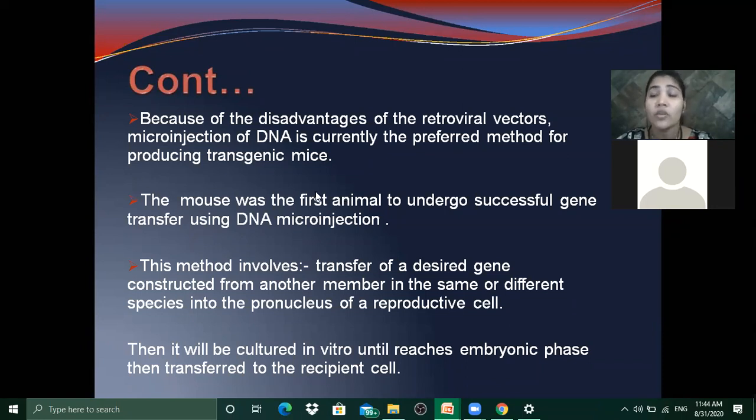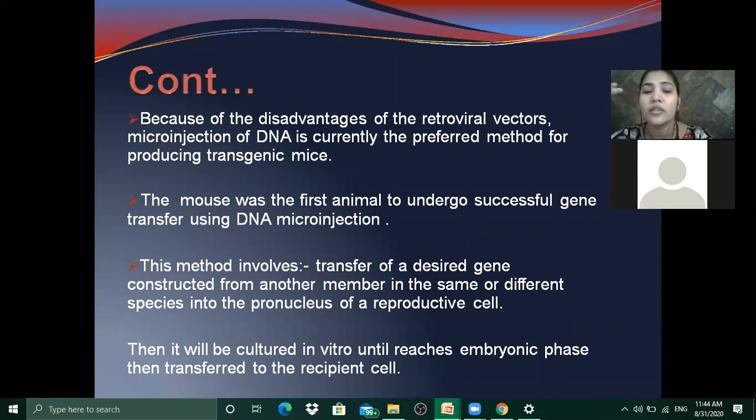The mouse was the first animal to undergo successful gene transfer using DNA microinjection. This method involves transfer of the desired gene, constructed from another member of the same or a different species, into the pronucleus of a reproductive cell. If you can change the genes of the reproductive cell or add some gene, then it will be much easier for you to produce a progeny which will have that particular transgene, right?